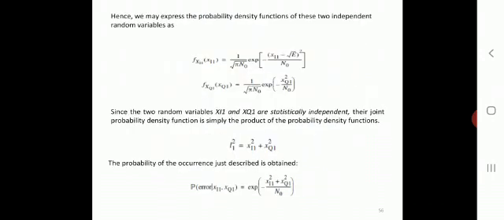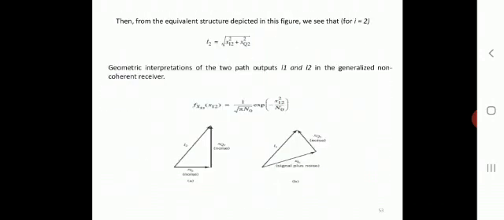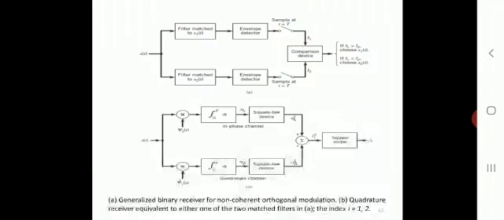Otherwise, the explanation of these two block diagrams and some derivation part is very important. The different types of non-coherent receivers are a very important topic here. We need to explain the theoretical concepts, and the remaining two topics we will discuss in the next class. Thank you.